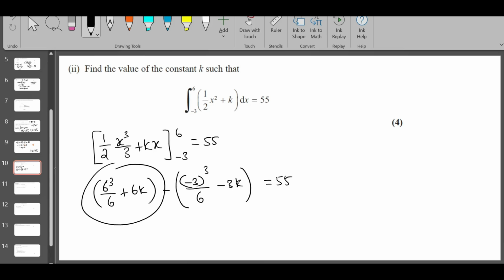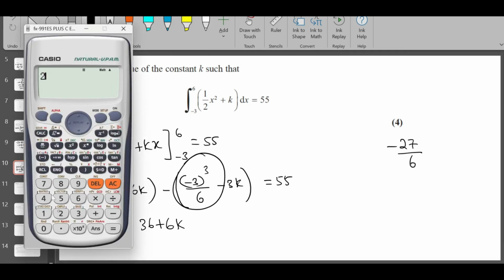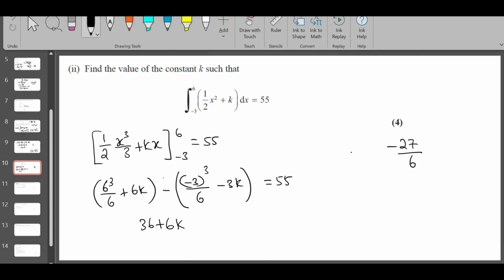So I'm going to calculate this first. This is 6 squared, 36, plus 6k. When you simplify this, you'll get minus 27 over 6. 27, 3 cubed is 27. Is minus 9 over 2. And negative times negative, positive 9 over 2. When you multiply these two, you'll get positive 3k is 55.